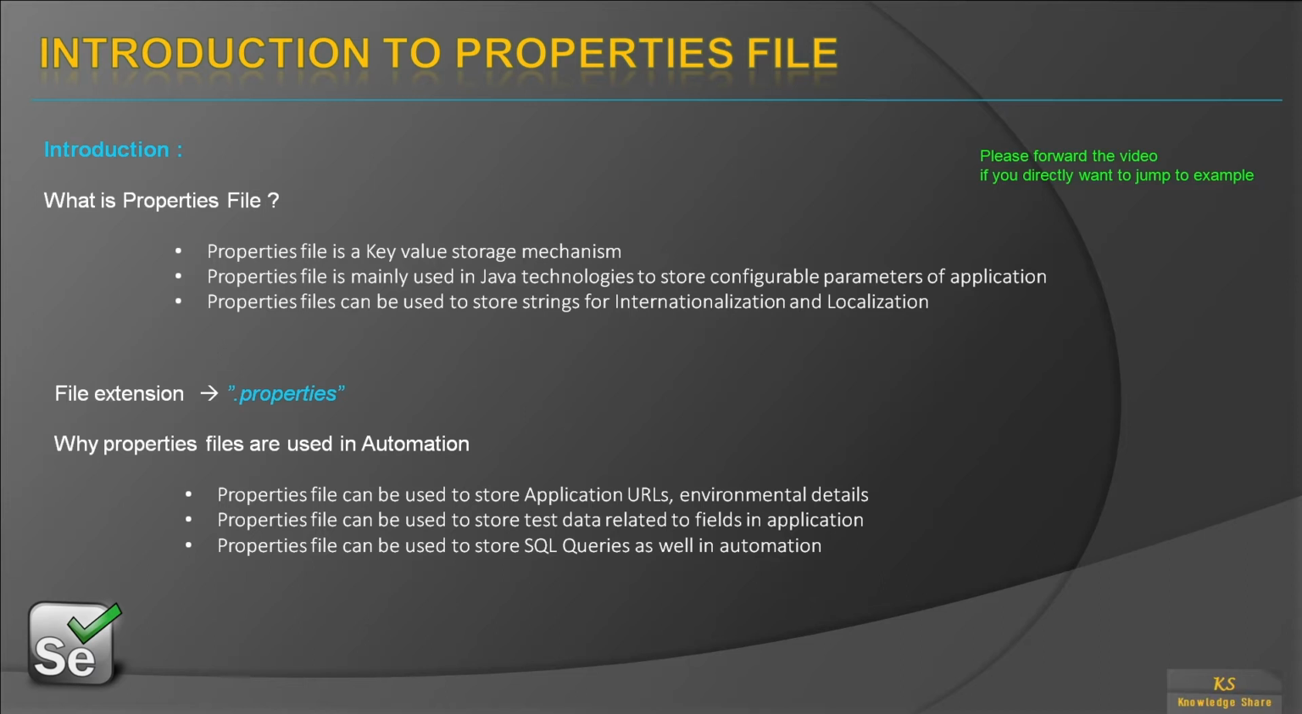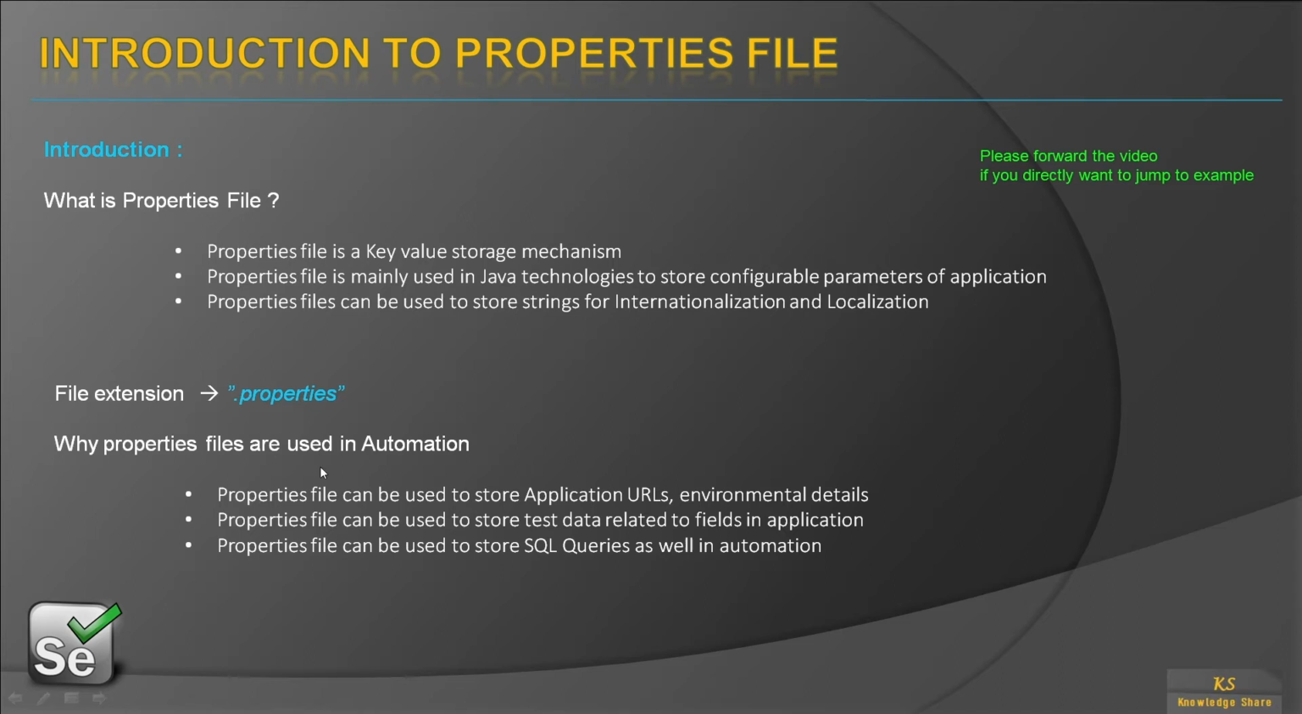The next thing is, a properties file is mainly used in Java technologies to store configurable parameters of an application. It is also used for internationalization or localization testing to store your strings, because there might be different applications for different languages. To support internationalization and localization, we have to store some language parameters, and properties files handle it in a better way. The file extension of this file is dot properties. You have to create it with dot properties.